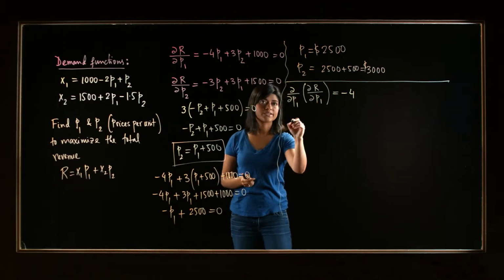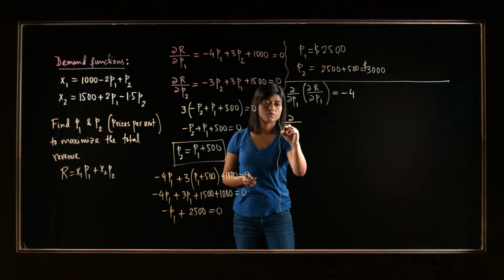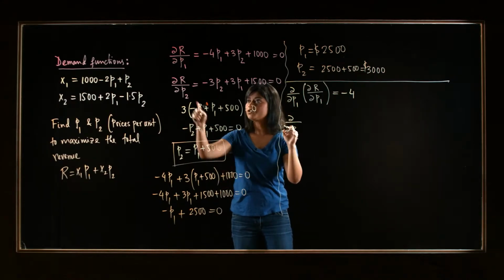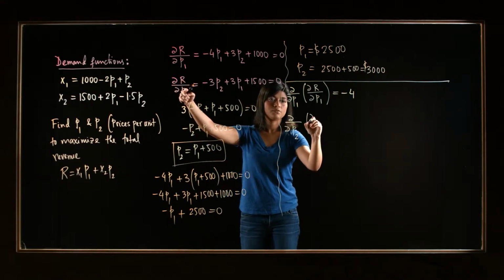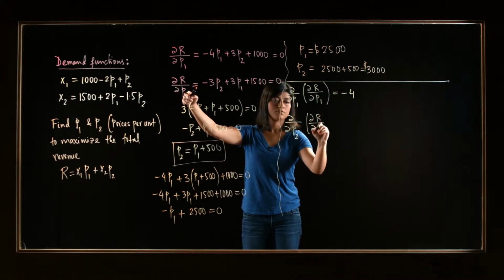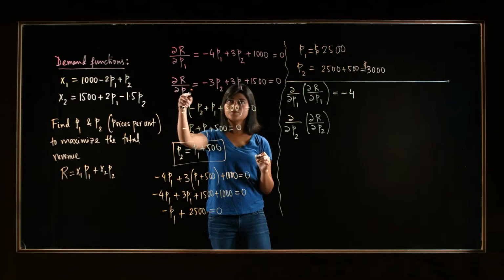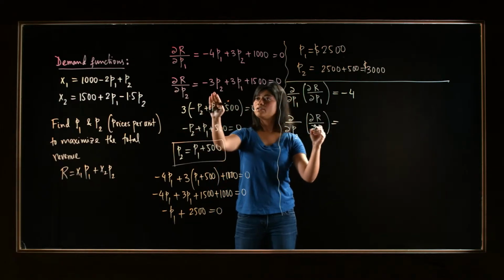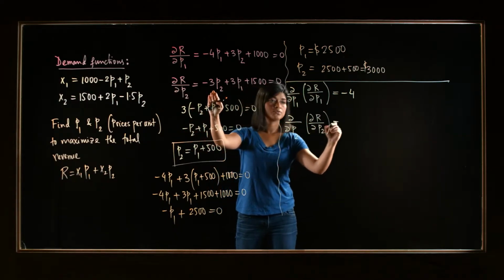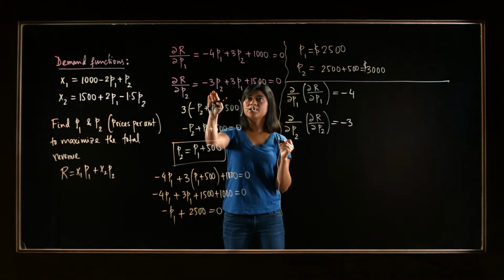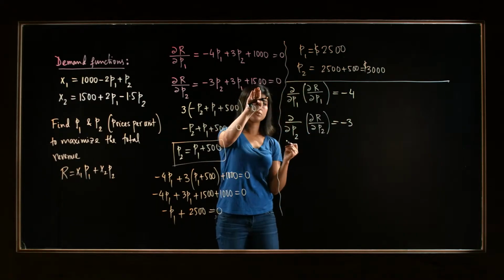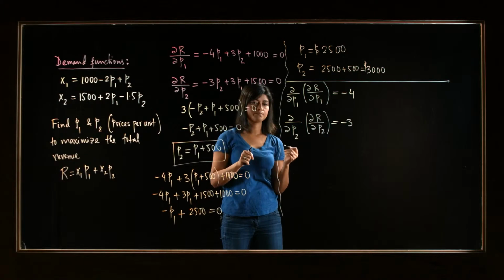All right. Next, compute the partial with respect to p2 of the first partial derivative with respect to p2. And look, the first term has p2, so its derivative is negative 3. Second term will be 0, third term will be 0 as well.